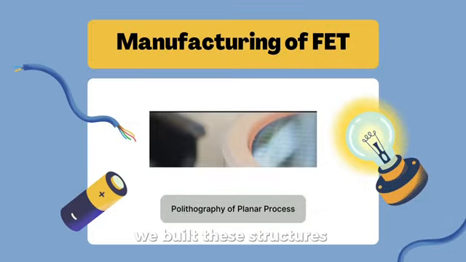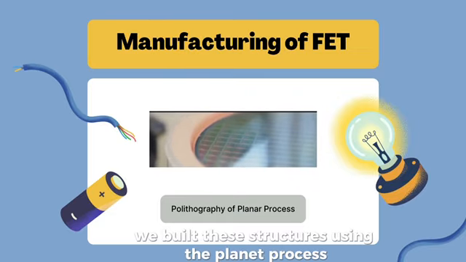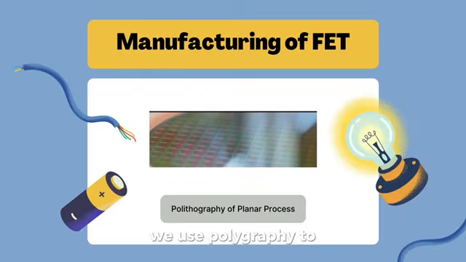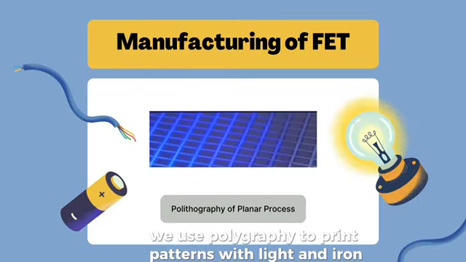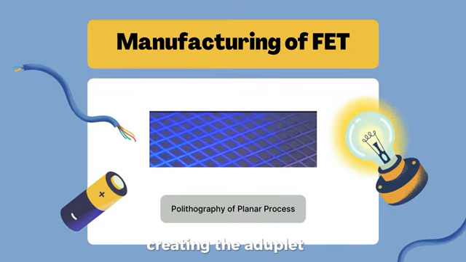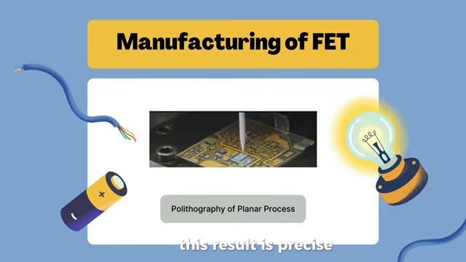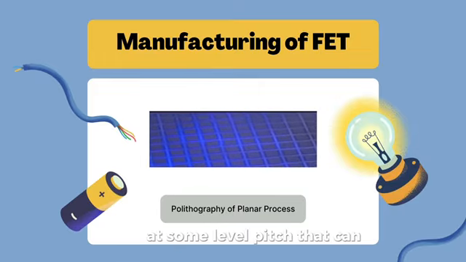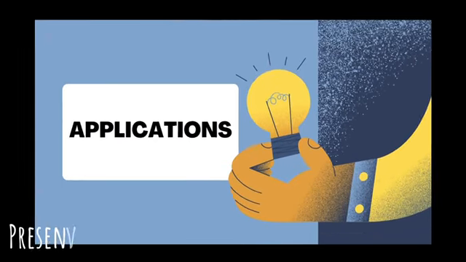We build this structure using the planar process. We use photolithography to print patterns with light and ion implantation to bombard the silicon with atoms, creating the doped regions. The result is a precise atomic-level switch that can operate billions of times.